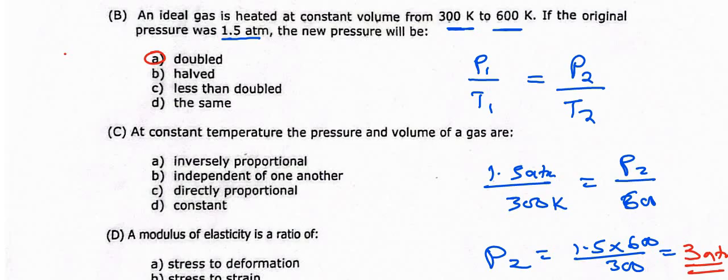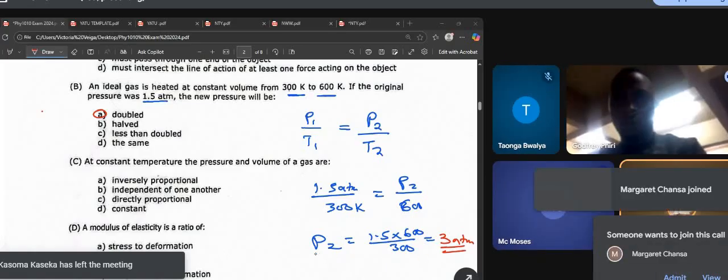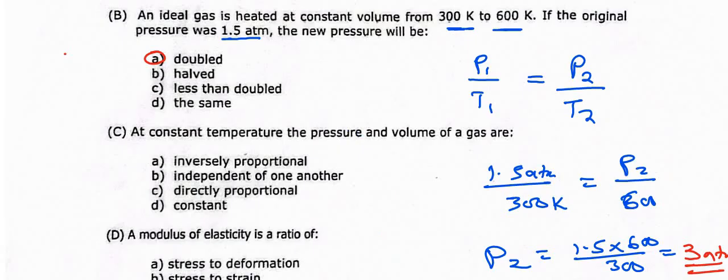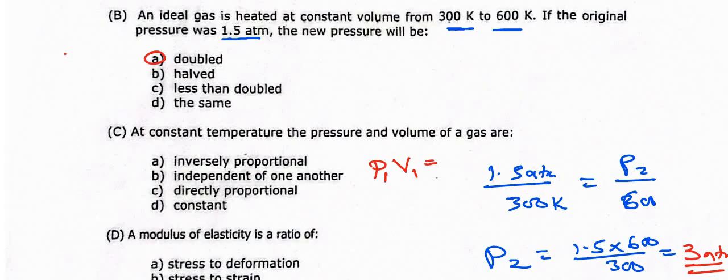Then the next thing: at constant temperature, the pressure and volume of a gas, are they directly or inversely proportional to each other? This is the same thing again. We look at the overall expression when temperature is constant. So when temperature is constant, we say P1 and V1 equal P2 and V2.